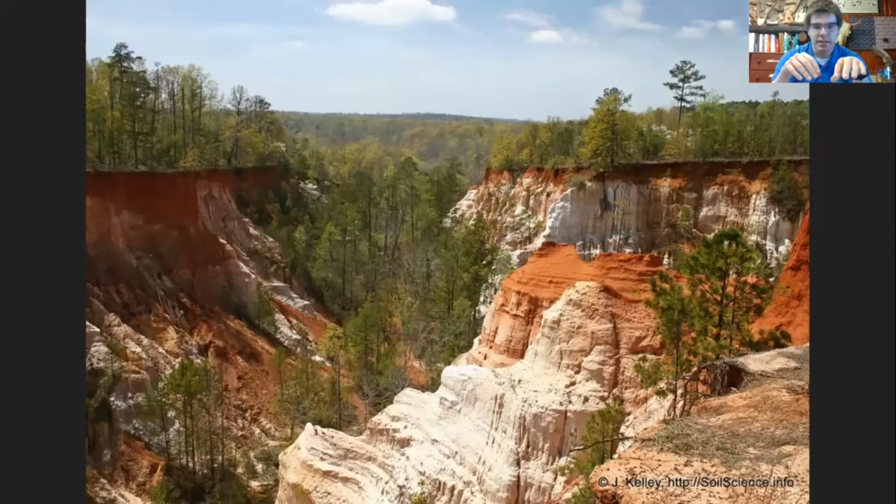This is right here in central Georgia. Providence Canyon is this very large canyon that looks very impressive. It reminds you of things like the Grand Canyon. And the reason why, and it didn't exist 200 years ago. Didn't exist. There was no canyon here.